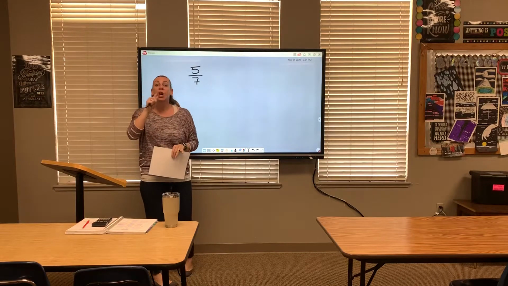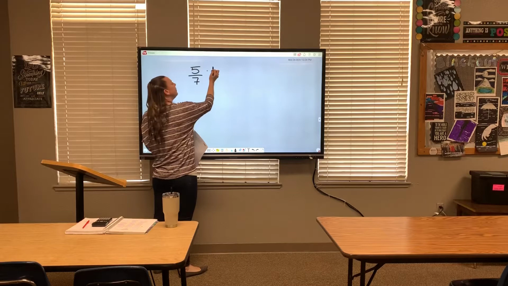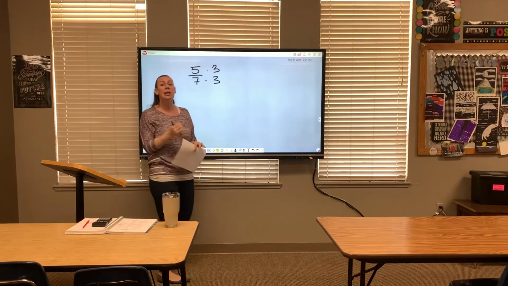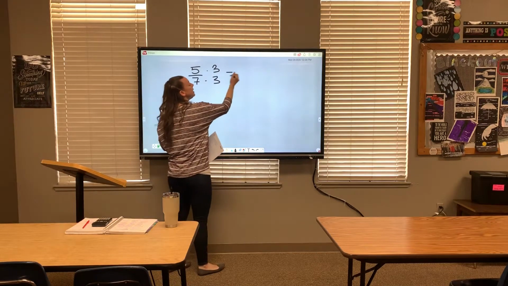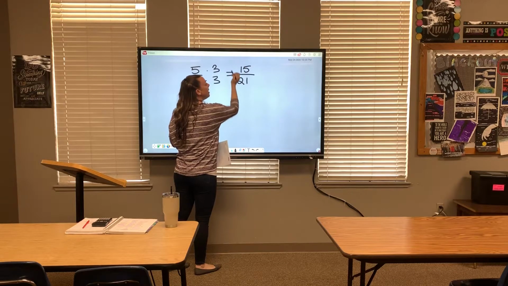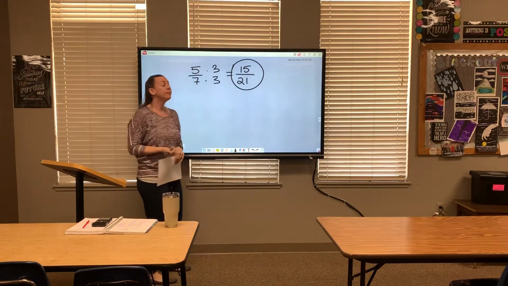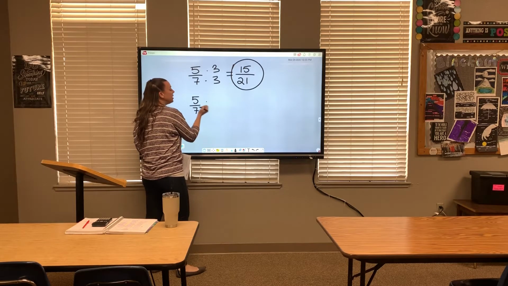Now I just need to multiply top and bottom by the same thing. So I'm going to choose, let's choose 3. Because you can choose any number as long as I multiply the top and the bottom by the same thing. 5 times 3 is 15. 7 times 3 is 21. There's one equivalent fraction.